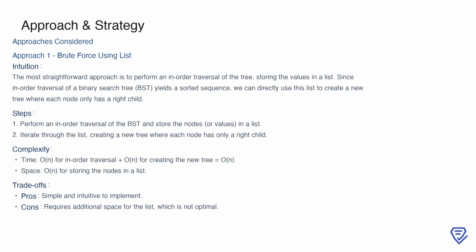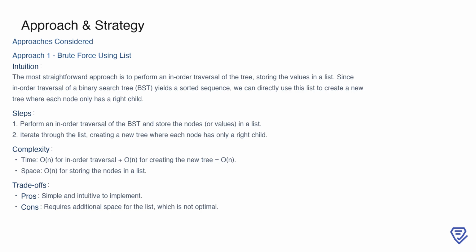First, we traverse the tree in in-order fashion, storing the nodes or their values in a list. Once we have this sorted list, we can iterate through it and construct a new tree where each node has only a right child. This keeps the nodes in the desired increasing order.